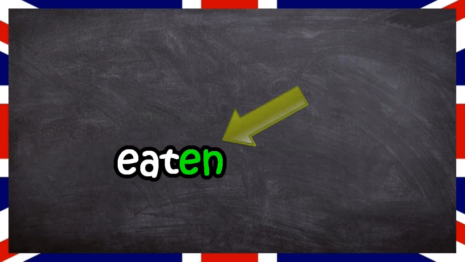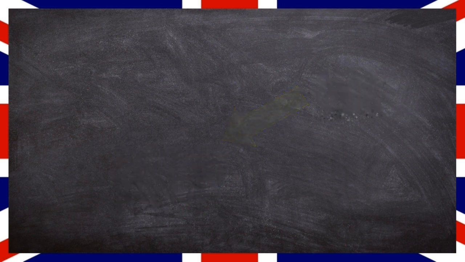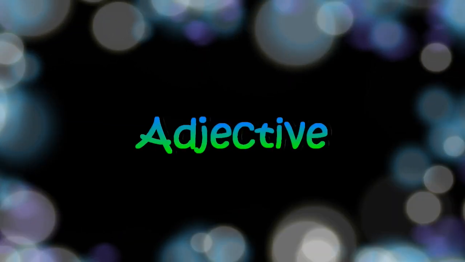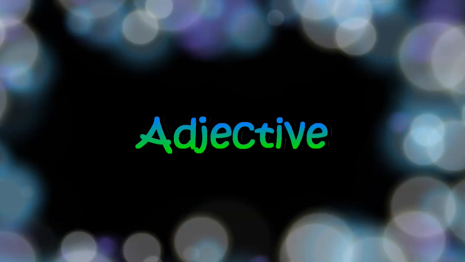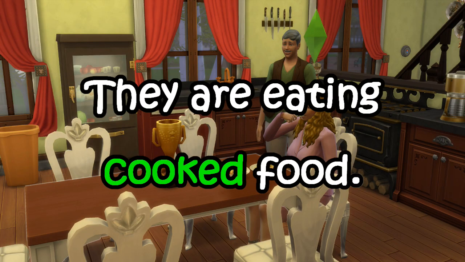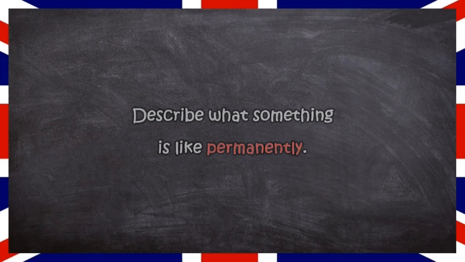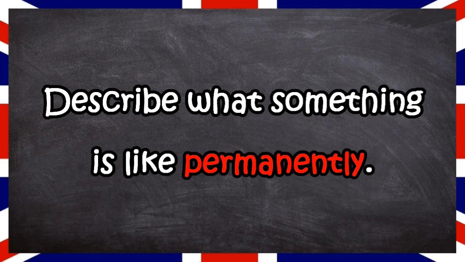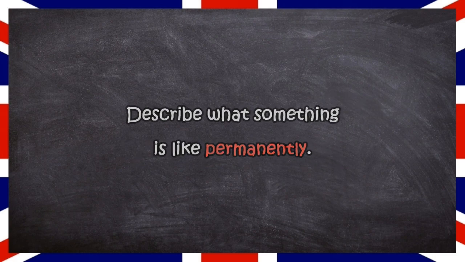For example, eaten, which is the past participle of eat. Let's see how we use it as an adjective. They are eating cooked food. This way you can describe what something is like permanently. So once that food is cooked, it will stay cooked. It doesn't become something else.